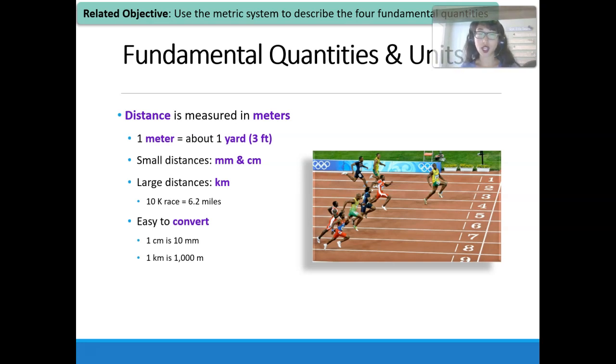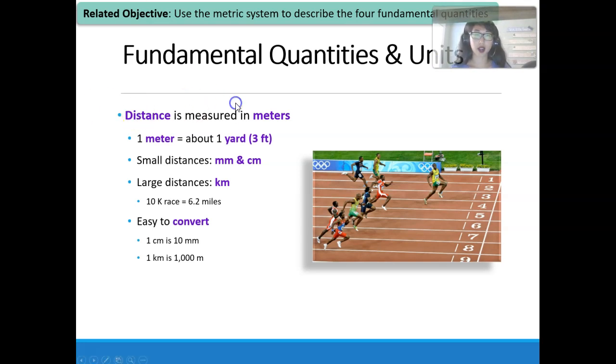Small distances we can measure in millimeters and centimeters. So for example, if you're measuring something very small, like a paper clip, you might use centimeters. Large distances are measured in kilometers. So for example, if you've ever heard of a 10K race, a running race, that's actually 6.2 miles. So 10K would be the way that we would represent that in the metric system. And again, these are easy to convert because the metric system is easy to convert. 1 centimeter is 10 millimeters, 1 kilometer is 1,000 meters. Again, you can see that 1 to 10 to 100 to 1,000 relationship.